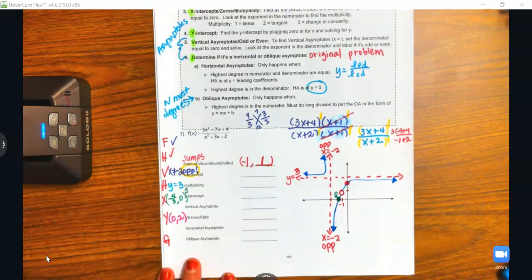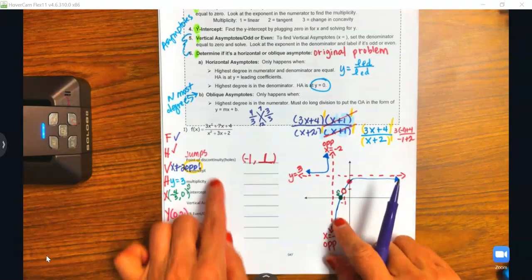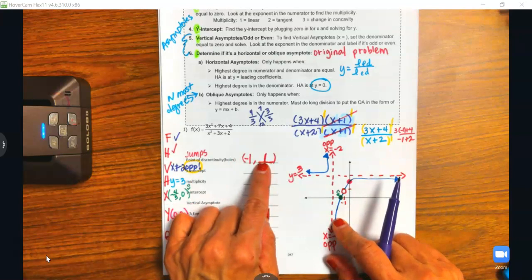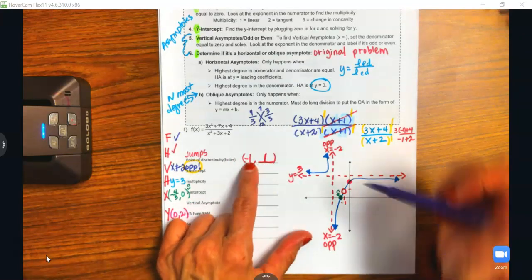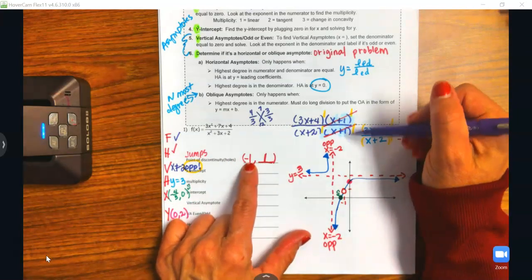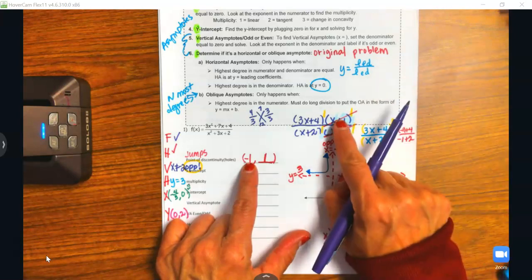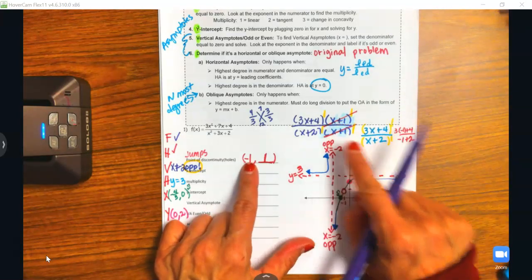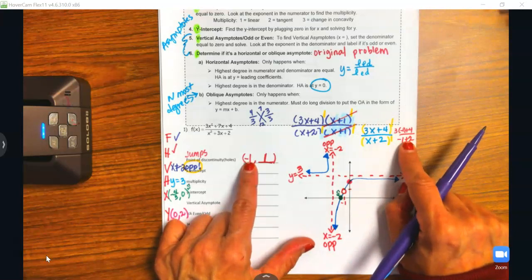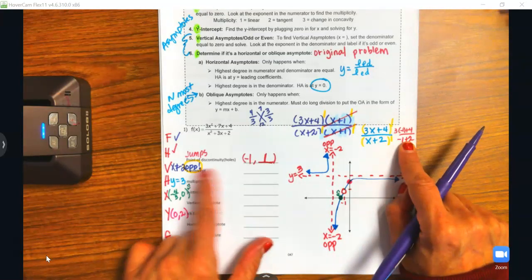Let's go ahead and review how we found some things here. All right, I already have my blank filled in for the hole. How did I get the hole? I crossed out the matching factors on top and bottom. I took the opposite of what was inside the parentheses and plugged it into the remainder to get the output.